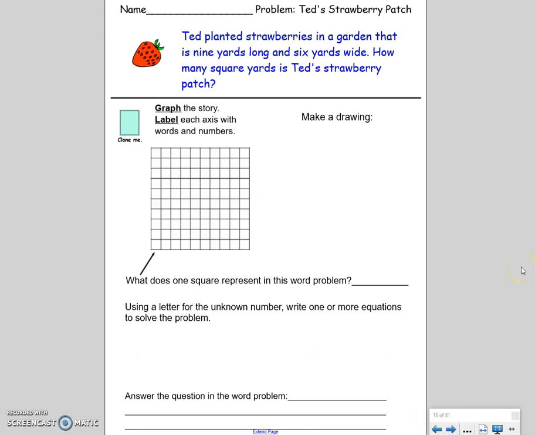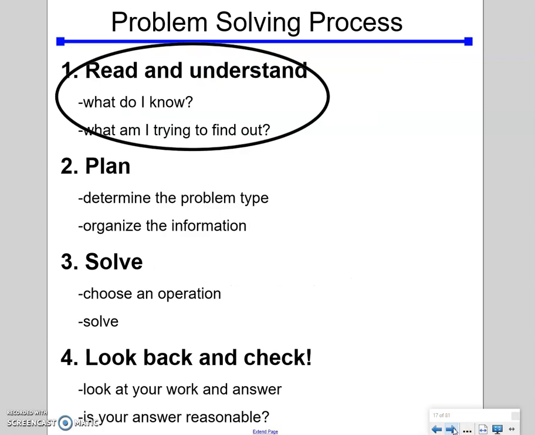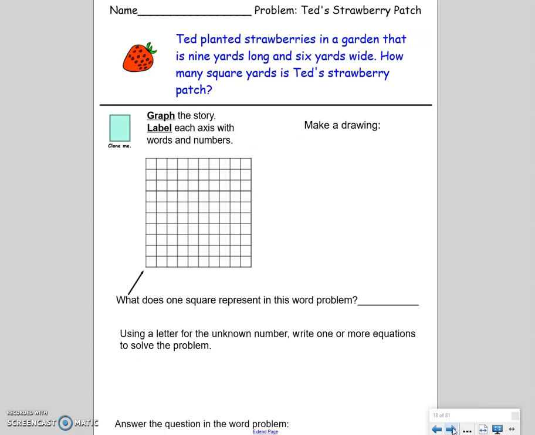Here's the problem we're going to solve today. Ted planted strawberries in a garden that is 9 yards long and 6 yards wide. How many square yards is Ted's strawberry garden? We're going to start by reading and understanding this problem. We'll ask ourselves, what do I know and what am I trying to find out? I'm going to read the problem again.